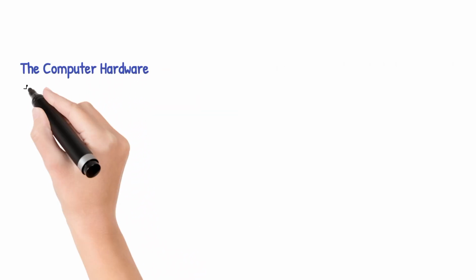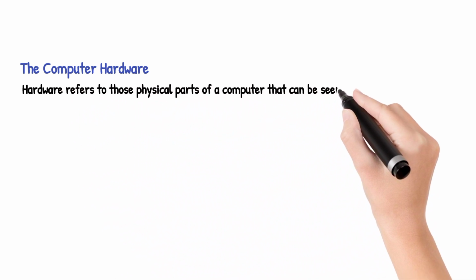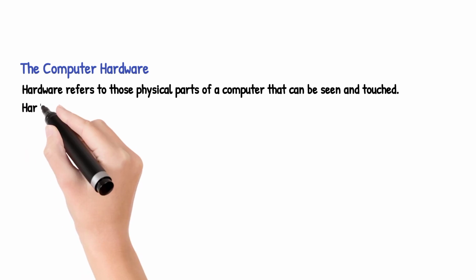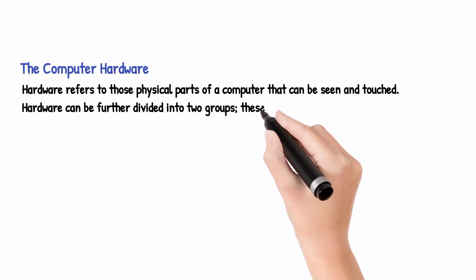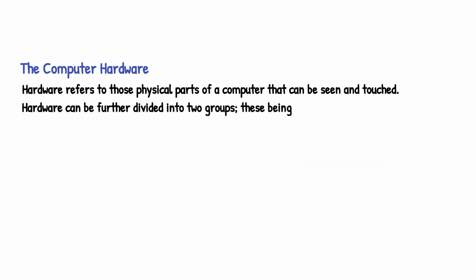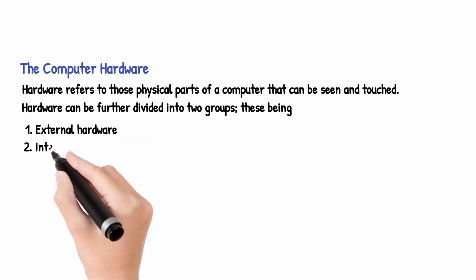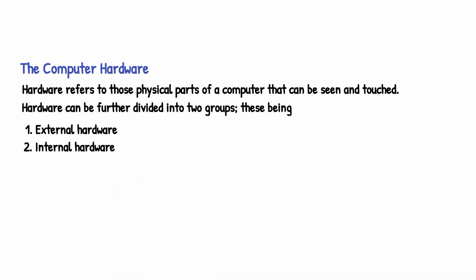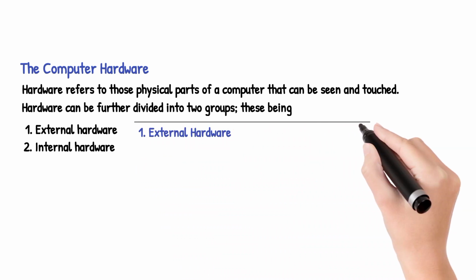The term hardware refers to those physical parts of a computer that can be seen and touched. Hardware can further be divided into two groups, or rather, you can say hardware is of two types. Namely, we have the external hardware and we have the internal hardware. Let's look at these two types of hardware in detail, starting with external hardware.